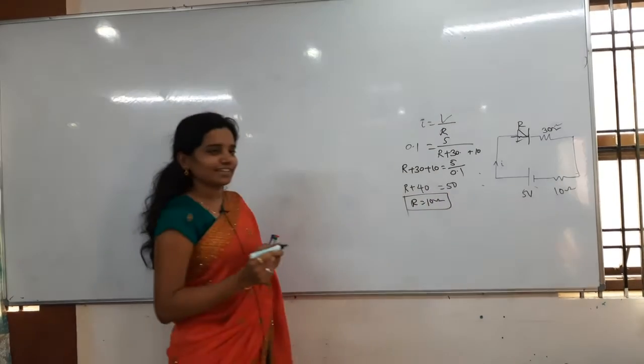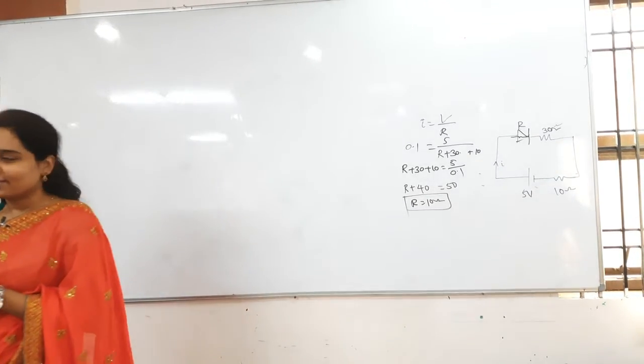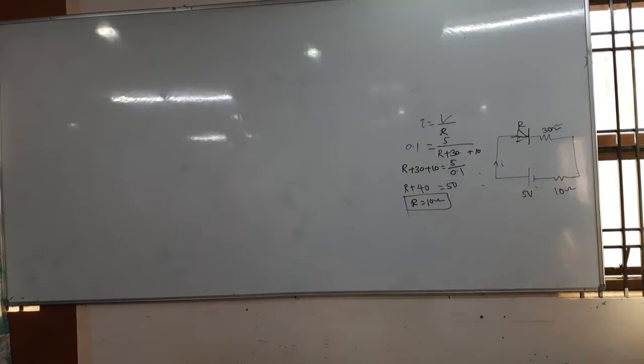Finished. Answer is finished. If not, what is the answer? 13. That will be 13 and then 50 minus 13 is 40. 37. 37 comes. Not 47, 37. 50 minus 13 is how much?